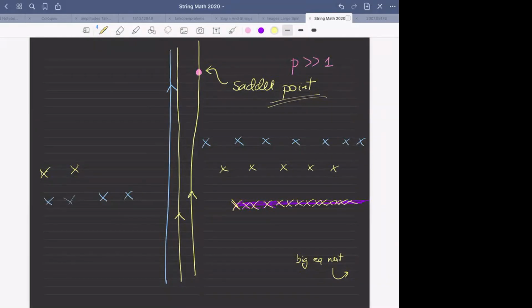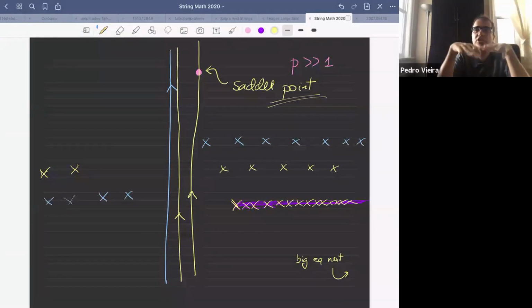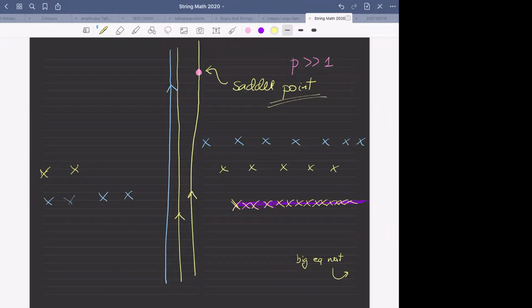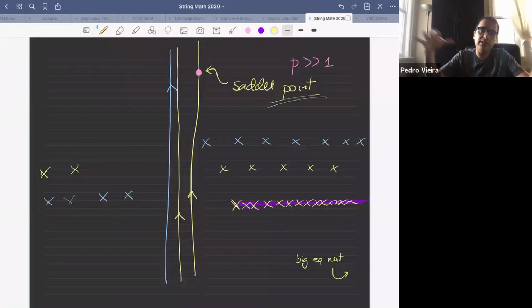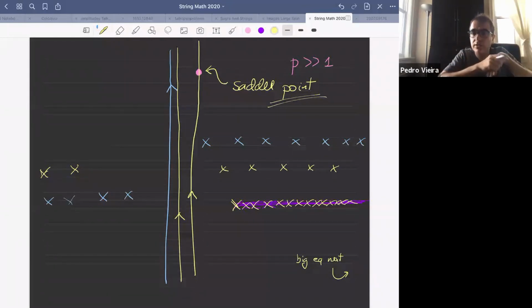You have these Mellin amplitudes. At finite P, they are just meromorphic functions of S, T, S tilde, T tilde. Then when you go to the saddle point, effectively, they can become arbitrarily complicated. And you develop all these cuts and all the structure that we expect for scattering amplitudes with all these non-analytic terms. Right.